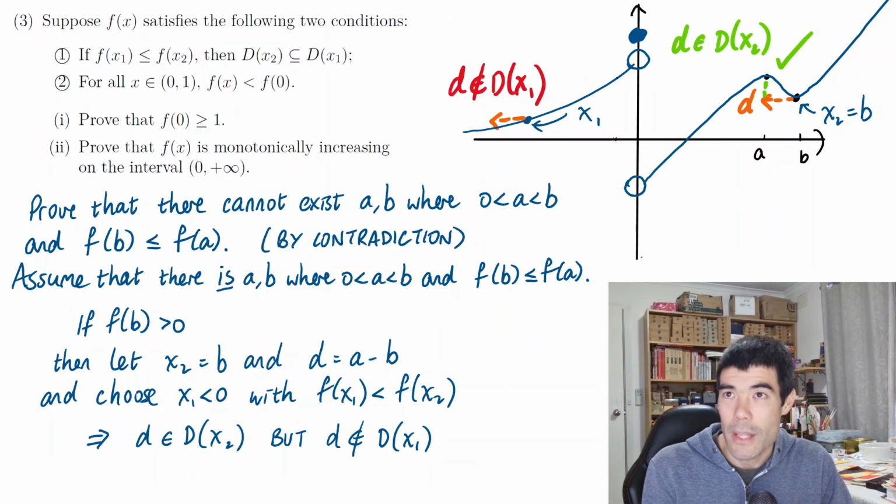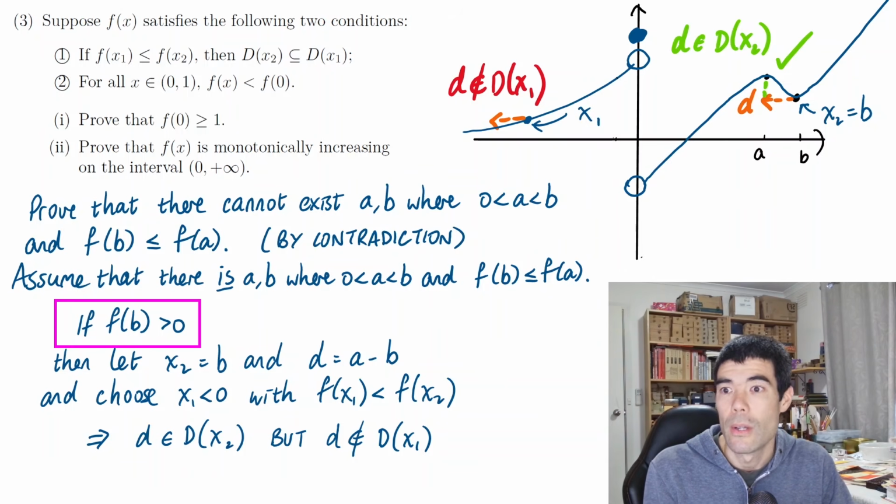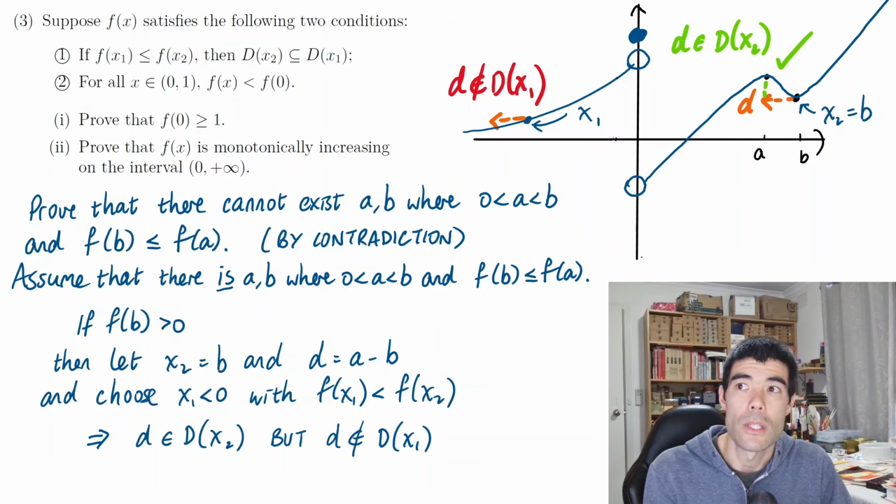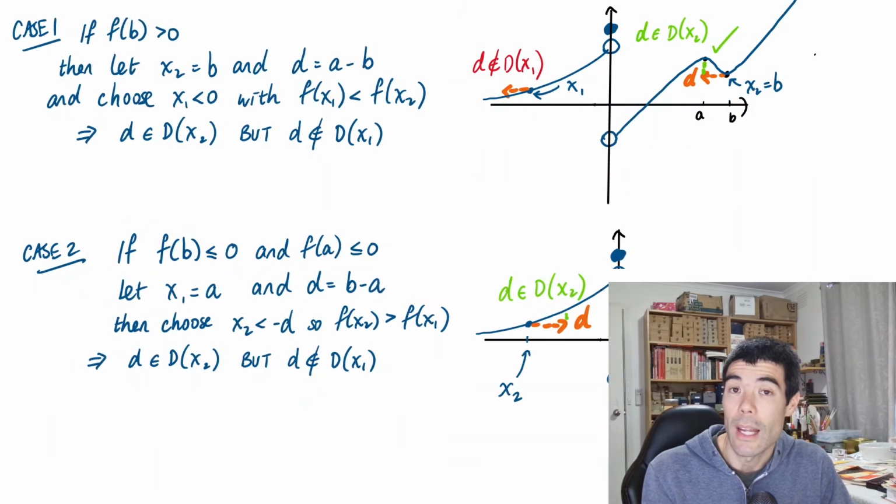But this method that I've shown here only works if f of b is greater than 0, because the left half of the graph gets infinitely close to 0. So if f of b is greater than 0, we can always find an x1 with f of x1 being less than f of x2. So this is only one case. We're going to have to do some other cases, and let's now look at another case.